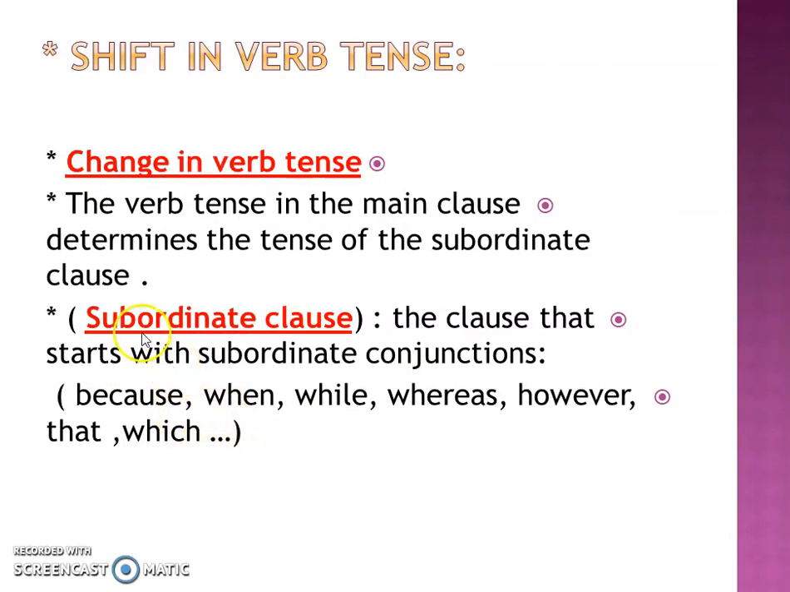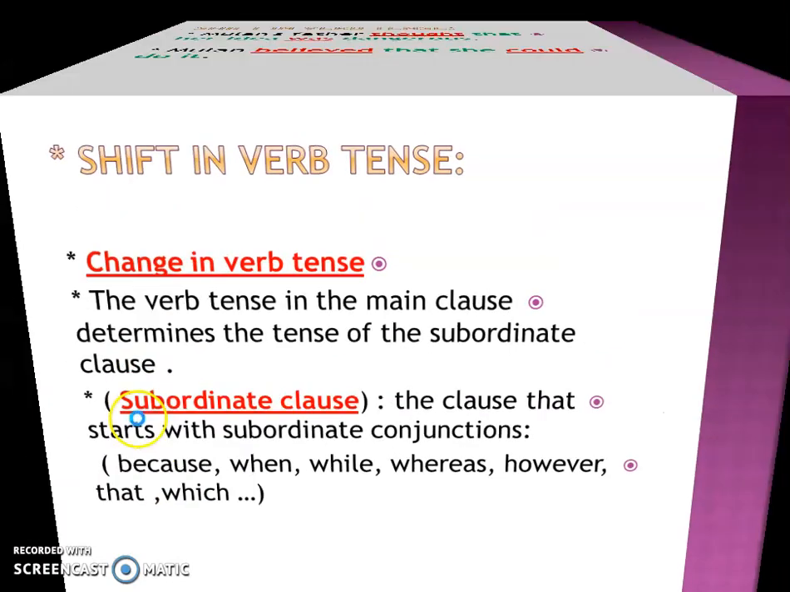Okay? Now, in the workbook, they are talking to you, and in the book also, they are talking to you about the shift in the verb tense. The shift is the change. Okay? Now, listen carefully. The verb tense in the main clause determines the tense of the subordinate clause. Now, the subordinate clause is the clause that starts with a subordinate conjunction, okay? That has subordinate conjunctions like because, when, while, whereas, however, or a relative pronoun like that or which.